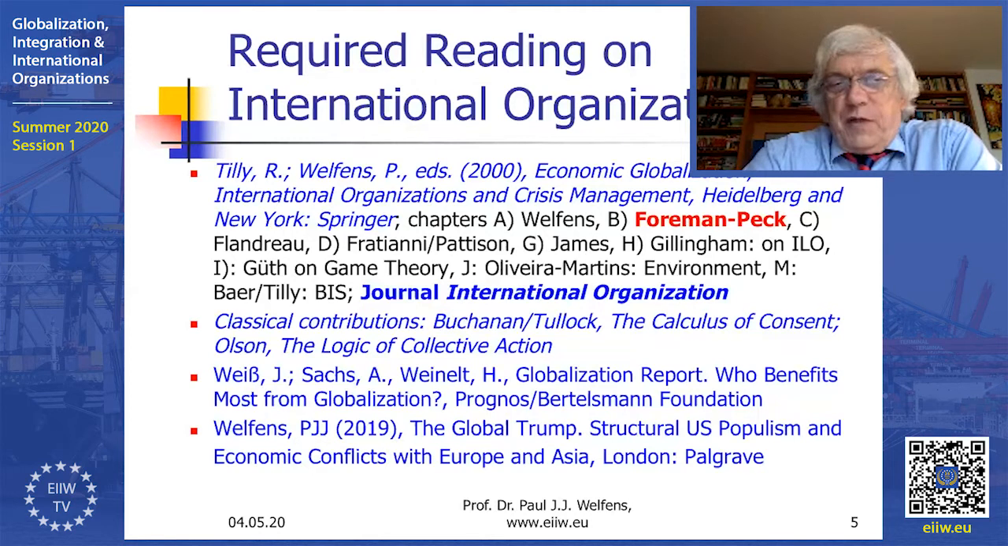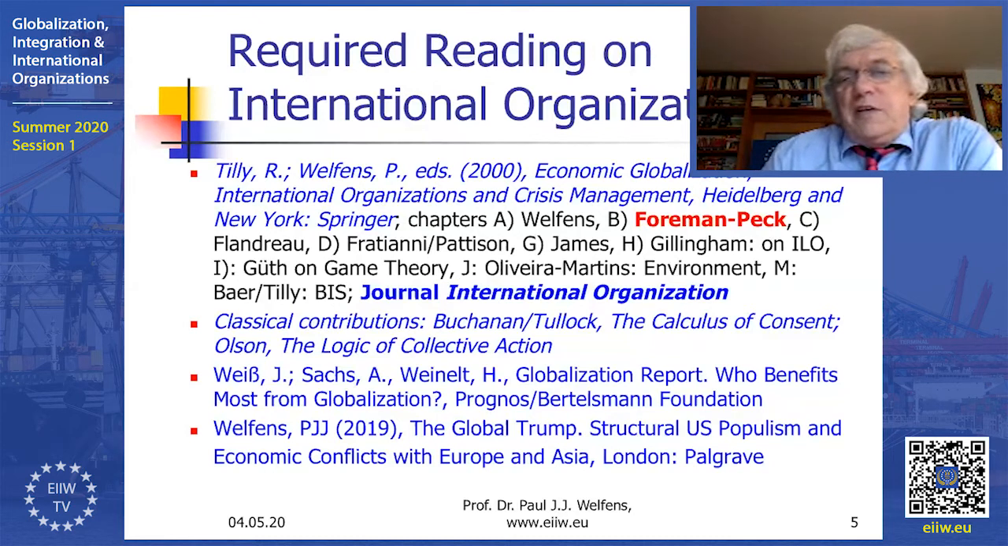And then there is a book which partially deals with, how should we say, deglobalization, or you might say, with a new US preference in favor of bilateralism instead of traditional multilateralism, which most US presidents after 1945 clearly have supported. Now, since 2017, Donald Trump is president of the US, and this has brought many changes. And the title of the book is The Global Trump: Structural US Populism and Economic Conflicts with Europe and Asia, published by Palgrave in London. And actually, this book deals to a large extent with international economic relations and tries to identify what are the key new policy elements of the Trump administration.